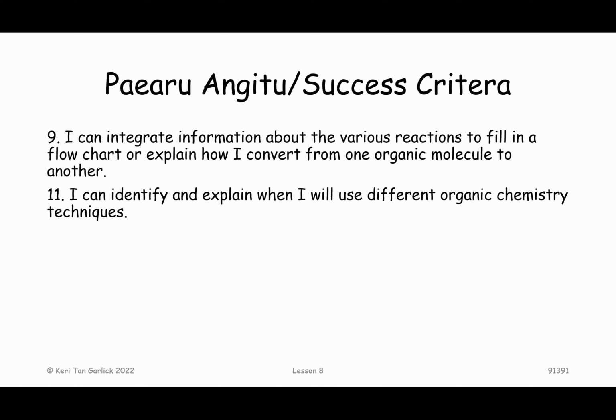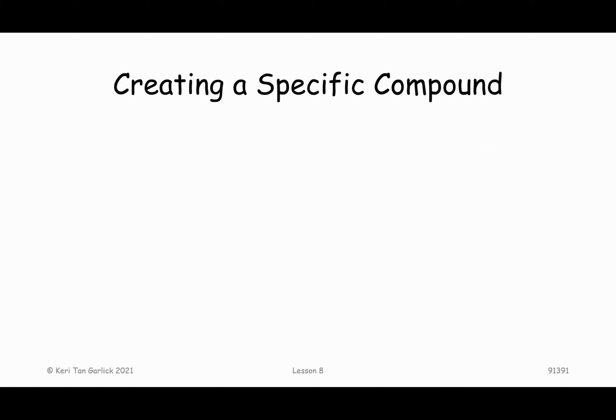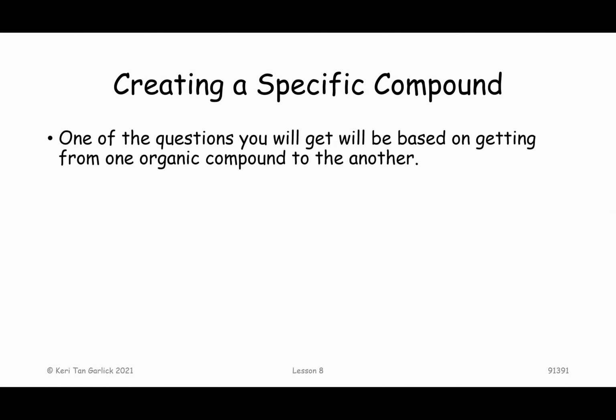Our success criteria for today is looking at that ability of processing various bits of information to fill in a flow chart, or just to explain that conversion of molecules. And then also you should be able to identify when you want to use certain organic chemistry techniques. Again, these questions chop and change each year, and sometimes you may not see that question one year and it will be on another year. So I do need to cover it just in case, because we don't know what combination they're going to give us.